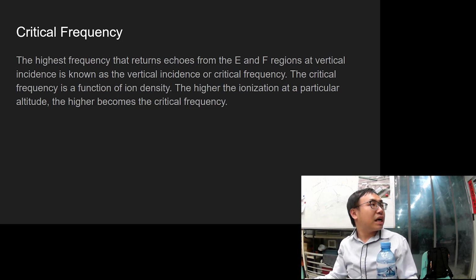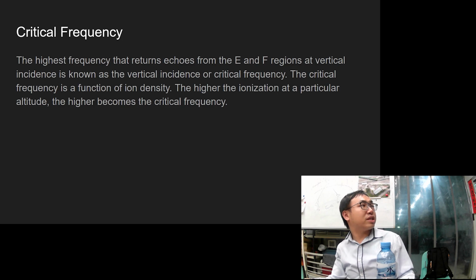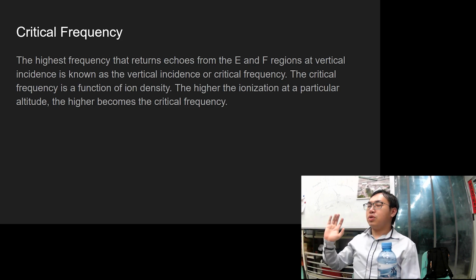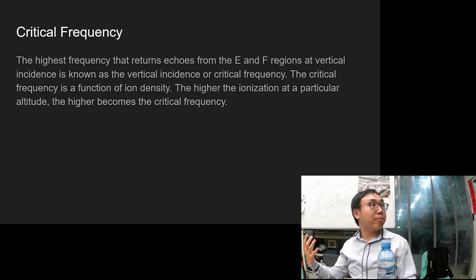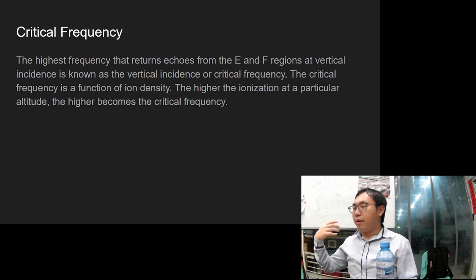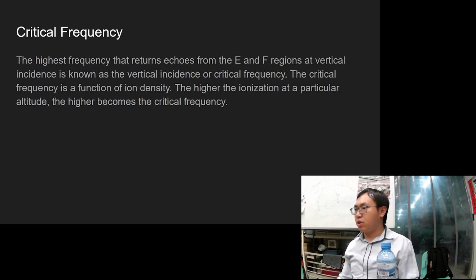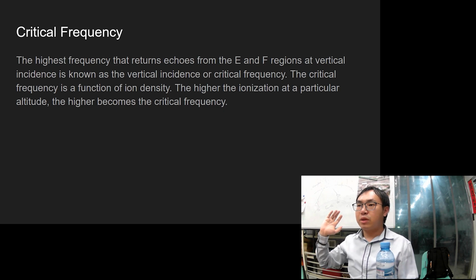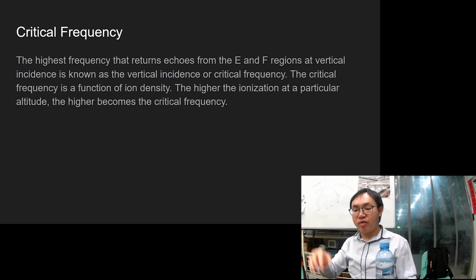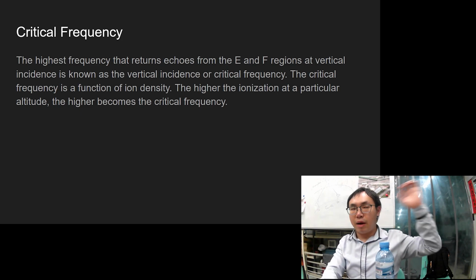Critical frequency: the highest frequency that echoes from the E and F region at vertical incidence. Zero angle, okay? It is called critical frequency. The higher the ionization at a particular altitude, the higher the critical frequency becomes. In Chinese the critical frequency is called 臨界點，臨界頻率. They will try to emit a signal perpendicular to the Earth, vertically.